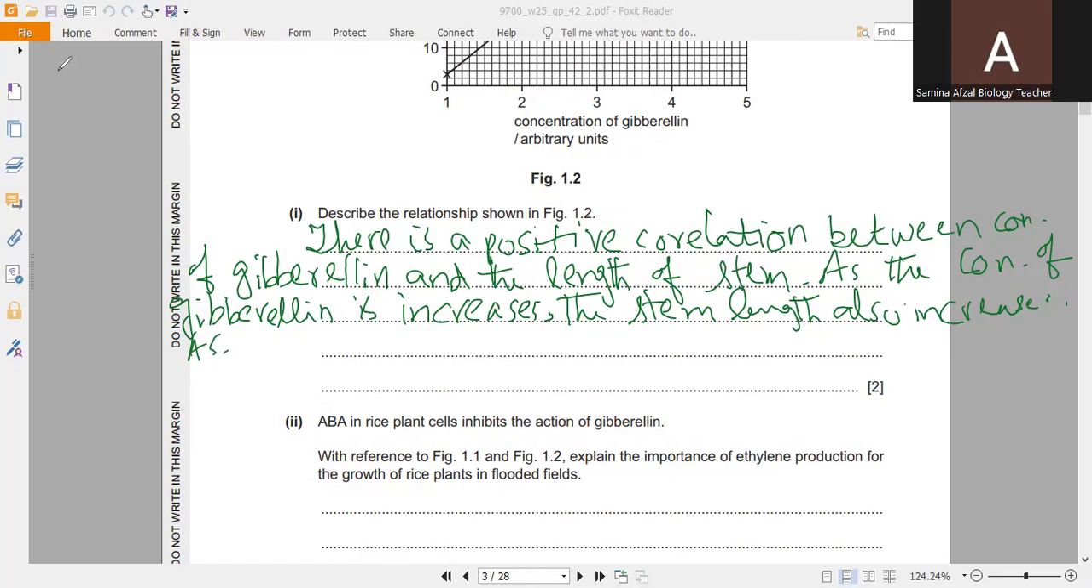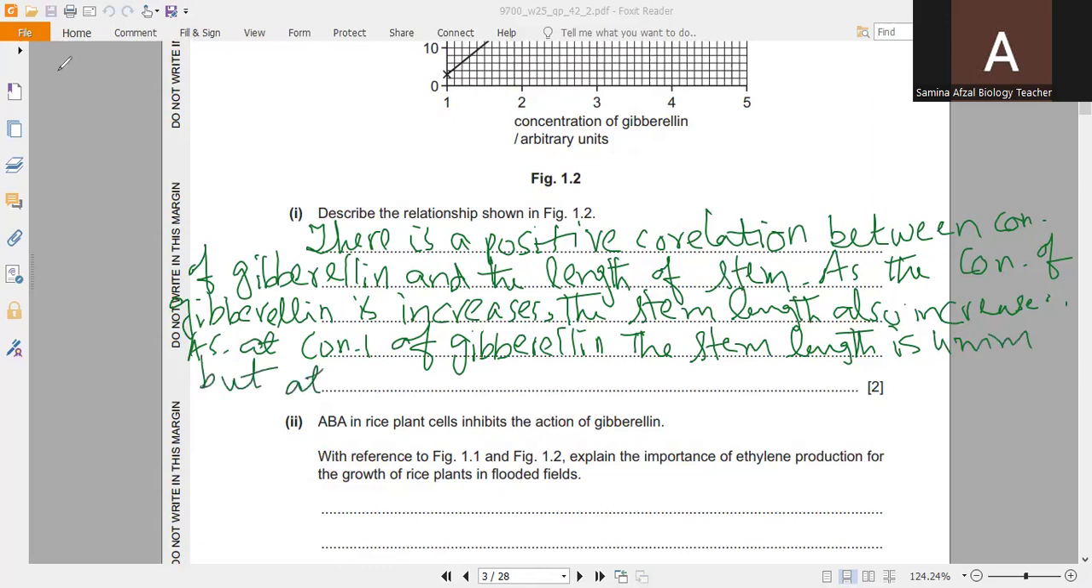As at concentration 1 of gibberellin, the stem length is 4 mm, but at concentration 5, the stem length increases to 52 mm.